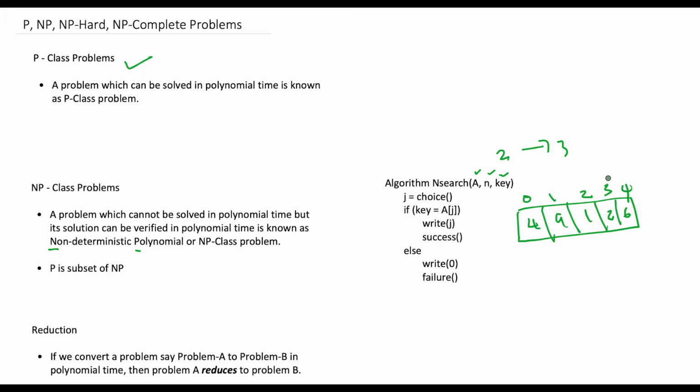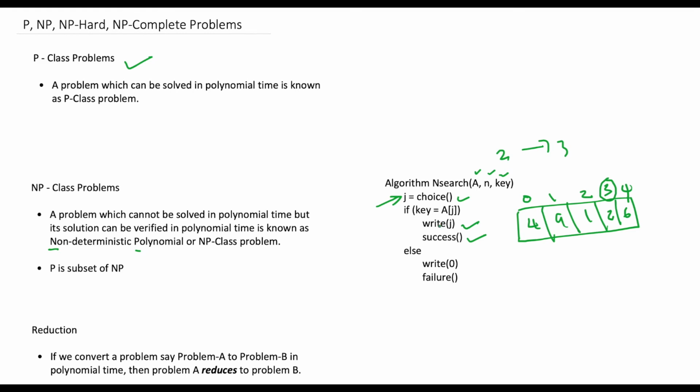So we will be checking whether at this location the number 2 resides. We see that the number 2 is there, then we will write the index and say that the search is success. And the question is, how can this function magically give the index of the number that I'm searching for? This is not deterministic. But if you include this non-deterministic statement in this algorithm, then this algorithm becomes a non-deterministic algorithm.